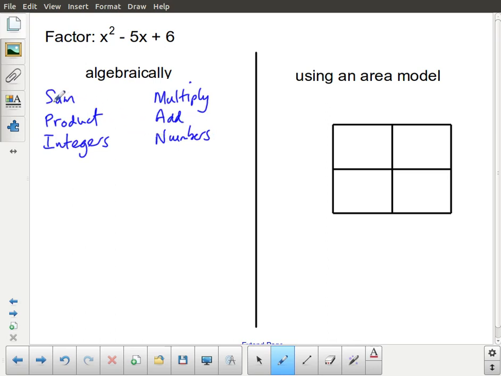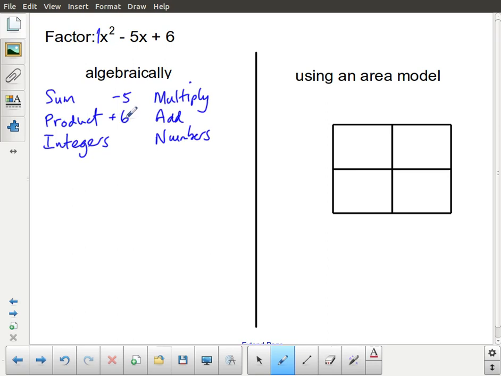So the sum would be, what do things have to add up to? And in that case, in the middle, we've got a sum of -5. The product is going to be this, which is the number 1. So it's going to be the coefficient of the first multiplied by the constant at the end. So 1 times 6 is equal to 6. And then we have to find what are two integers that multiply together to give +6 and add to give -5.